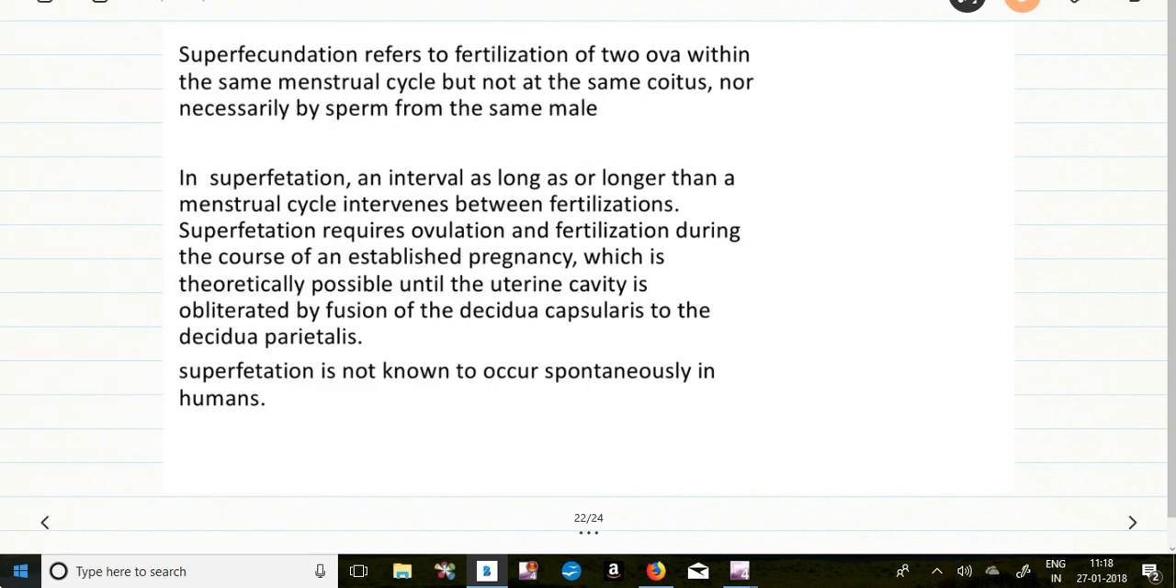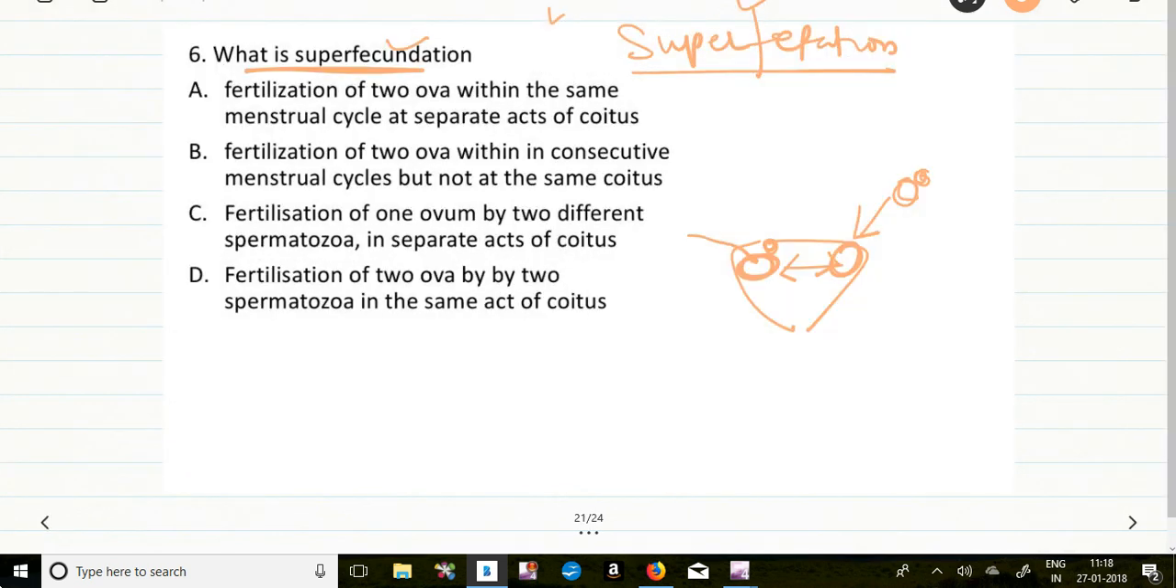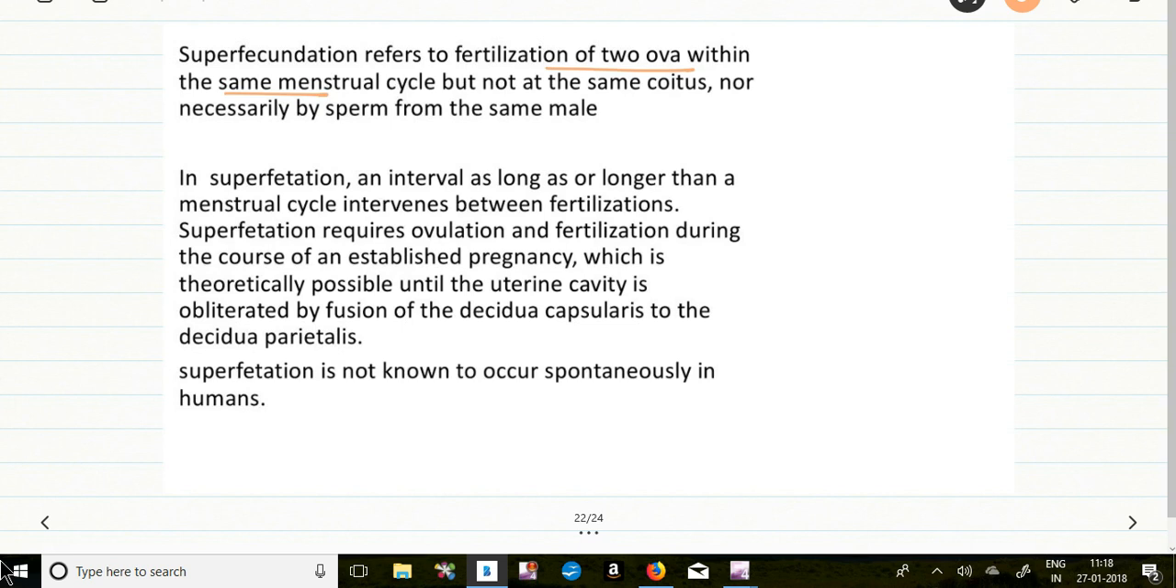Superfecundation is fertilization of two ova within the same menstrual cycle, like the first got fertilized and implanted at the first act of coitus, and a few days later or maybe some hours later a second oocyte came which was fertilized by a second act of coitus. That is superfecundation, but this whole thing occurs in the same menstrual cycle, so there's not a difference of more than 28 days between the implantation of the two babies. It is called superfecundation. The second is superfetation, when the interval is as long as one menstrual cycle. Now this is not seen in human beings, it is only seen in animals.